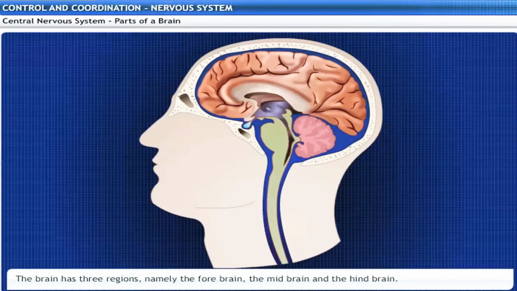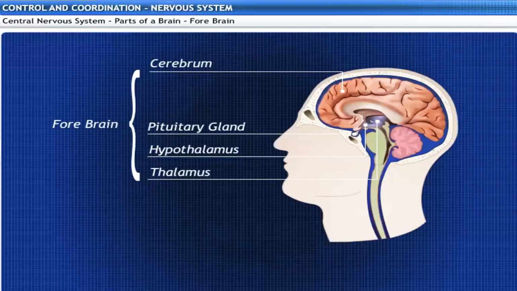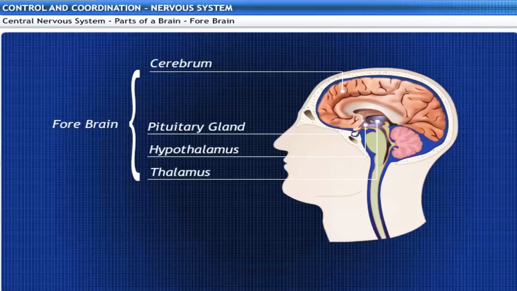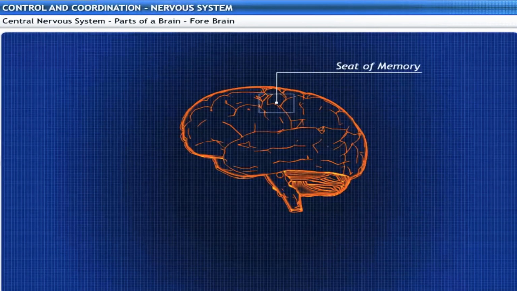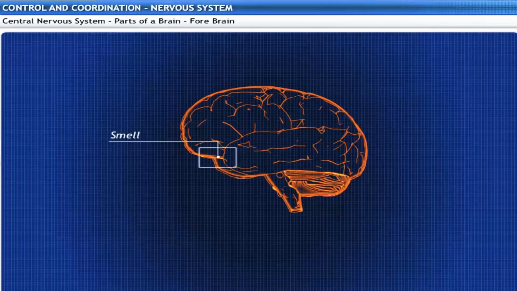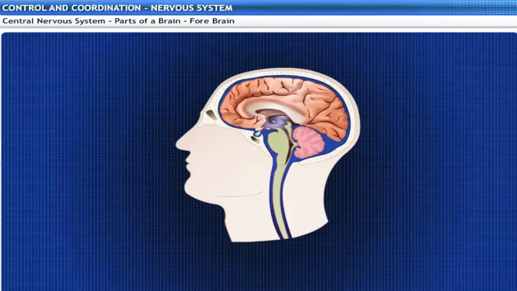The brain has three major regions, namely the forebrain, midbrain, and hindbrain. The forebrain is the main thinking part of the brain. It consists of the cerebrum and diencephalon. Cerebrum is the seat of memory, intelligence, and sensory centers like hearing, smell, and sight. Diencephalon consists of thalamus and hypothalamus.